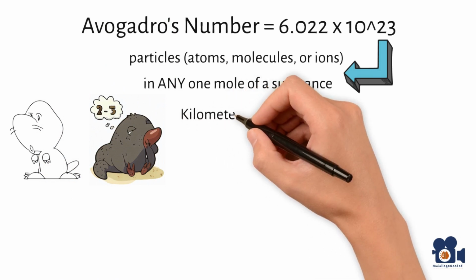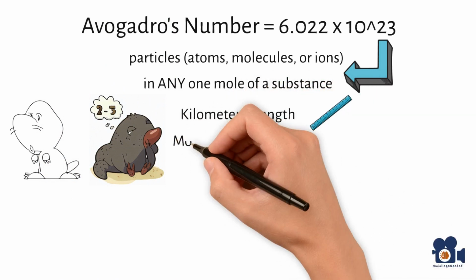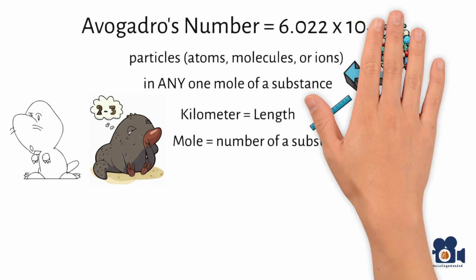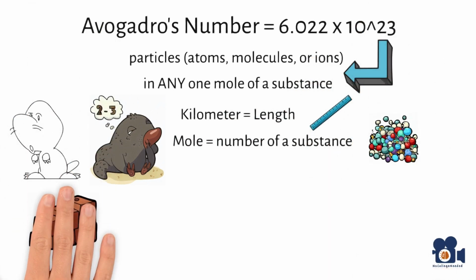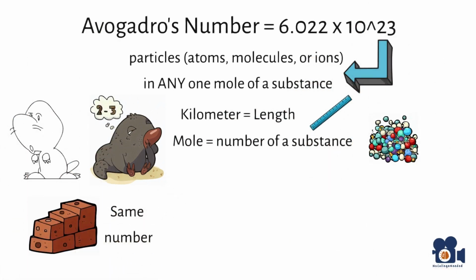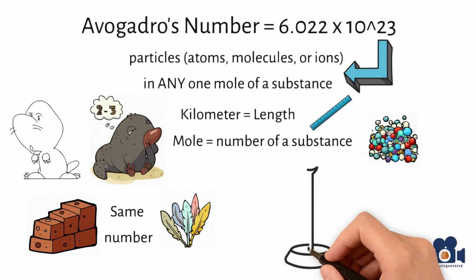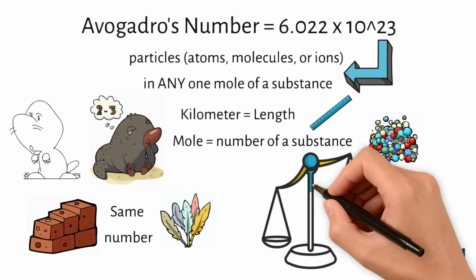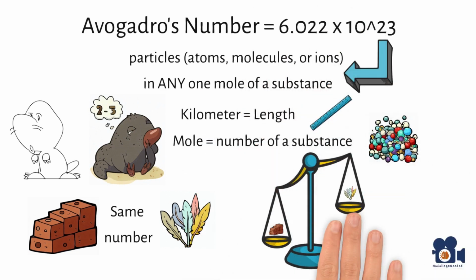Just like the unit kilometer or mile is a measure of length, a mole is a measure of the amount of a substance. With all things being equal, there is the same number of bricks in 1 mole of bricks as there is in 1 mole of feathers. However, they do not weigh the same. Do 5 bricks weigh the same as 5 feathers? No. So when you are running reactions in chemistry, you need to calculate everything in moles.